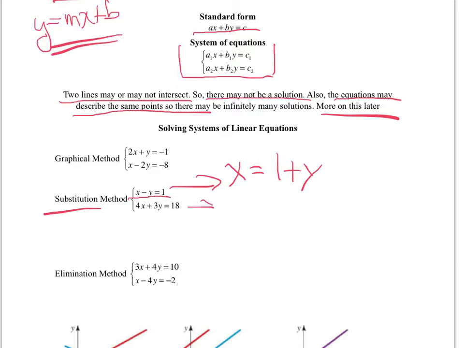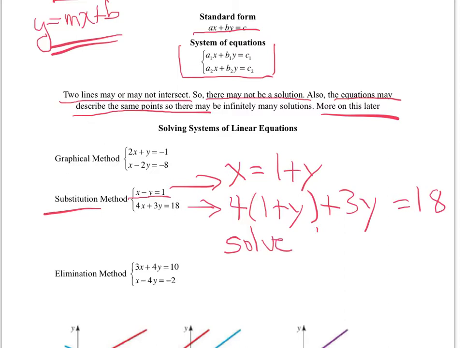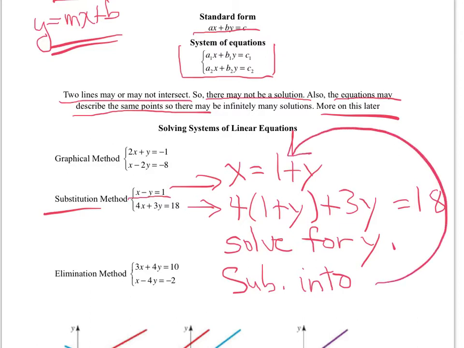So in the second equation, we will put 4 times 1 plus y, plus 3y, equals 18. And so now it just is a matter of solving this equation for y. So I'll let you fill out those details. Solve this equation for y. And then after you've obtained the value of y, substitute that value of y into the equation here to figure out what x is.